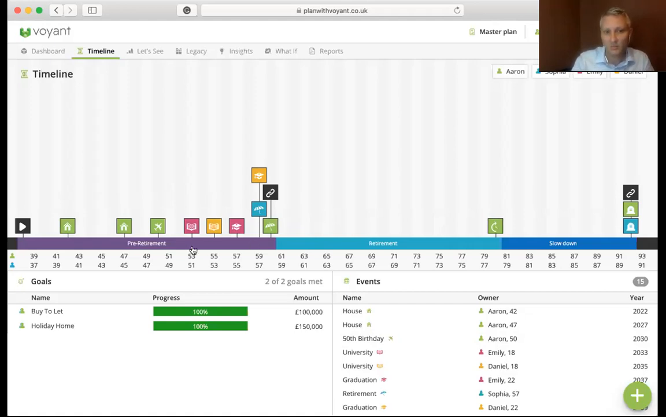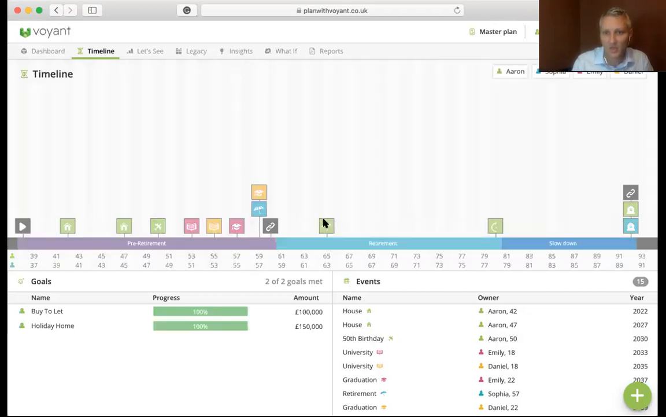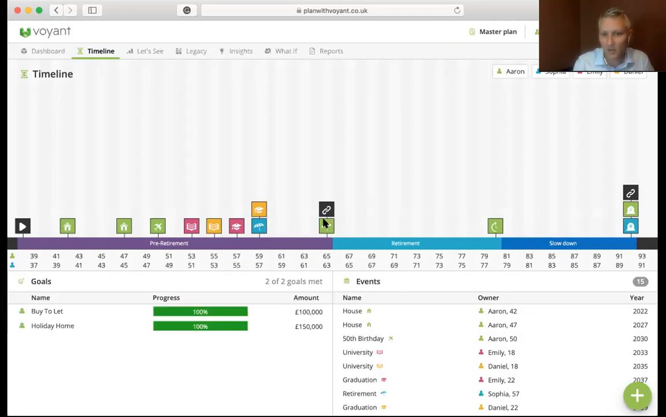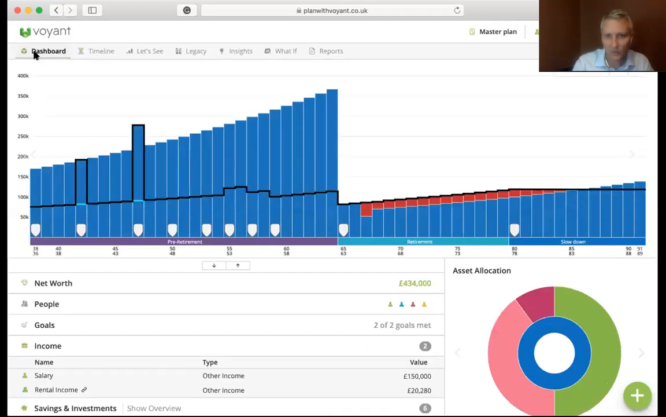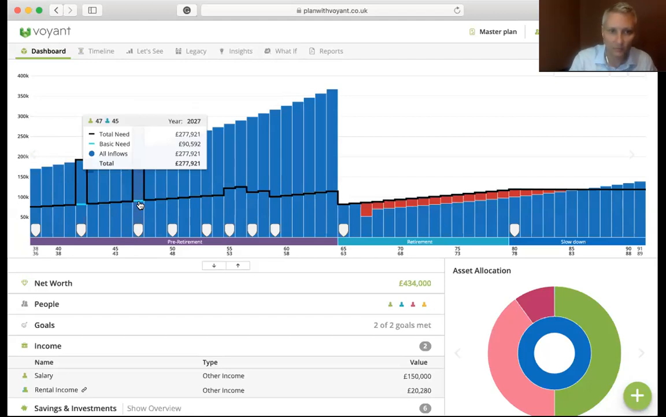You can change these pre-retirement or retirement, so you can retire a little bit later, and we'll change that period. So you could work a little bit longer, or you could retire a little bit earlier, depending on what your circumstances would be. We then get a dashboard, which will show an income level each year, which is the blue columns, and then the black is an expense.